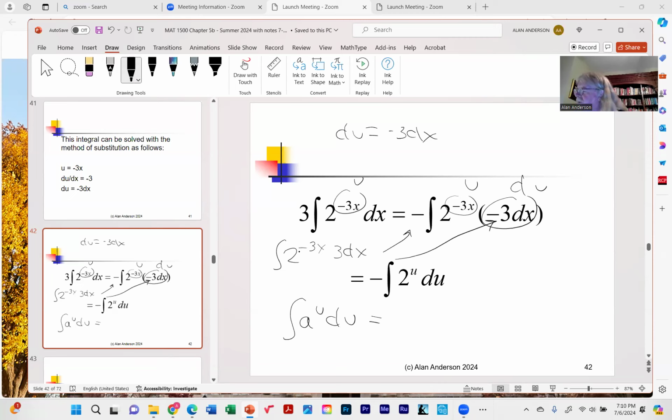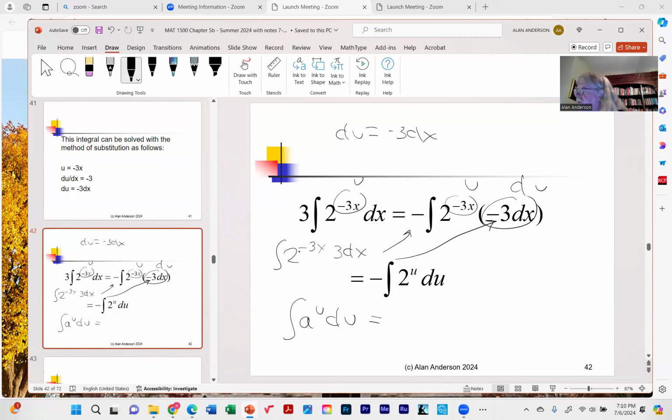Okay, so u is here. So a is 2. We have u already, 2 to the u power. And we have the du because we have the net negative here. So according to what we're seeing here, 1 over log a would be 1 over log 2. Here we have 2 to the u power. We, of course, need our c. And then we can replace u with its definition of negative 3x. So the final result is negative 1 over log 2 times 2 to the minus 3x plus c.